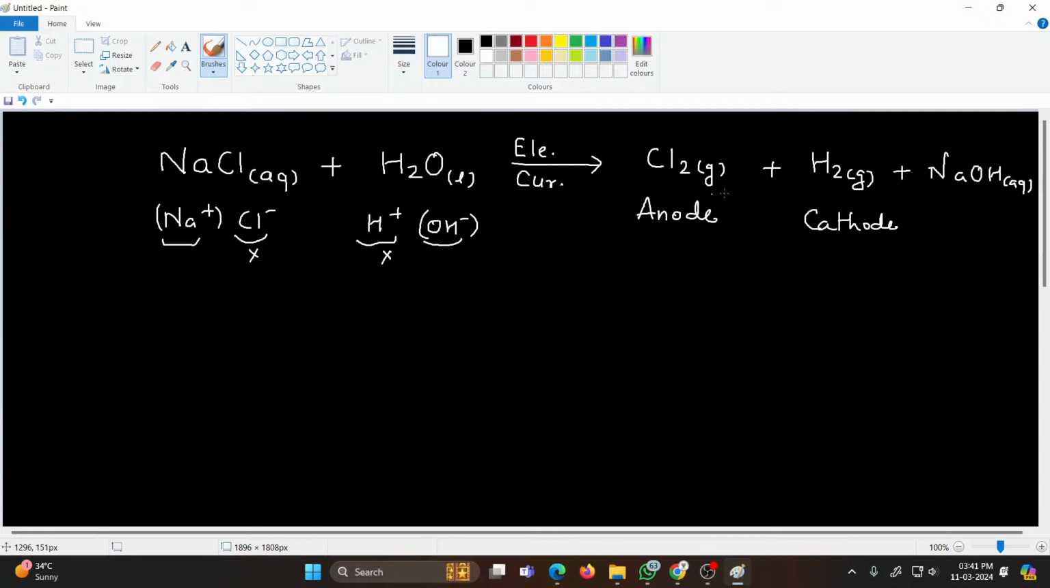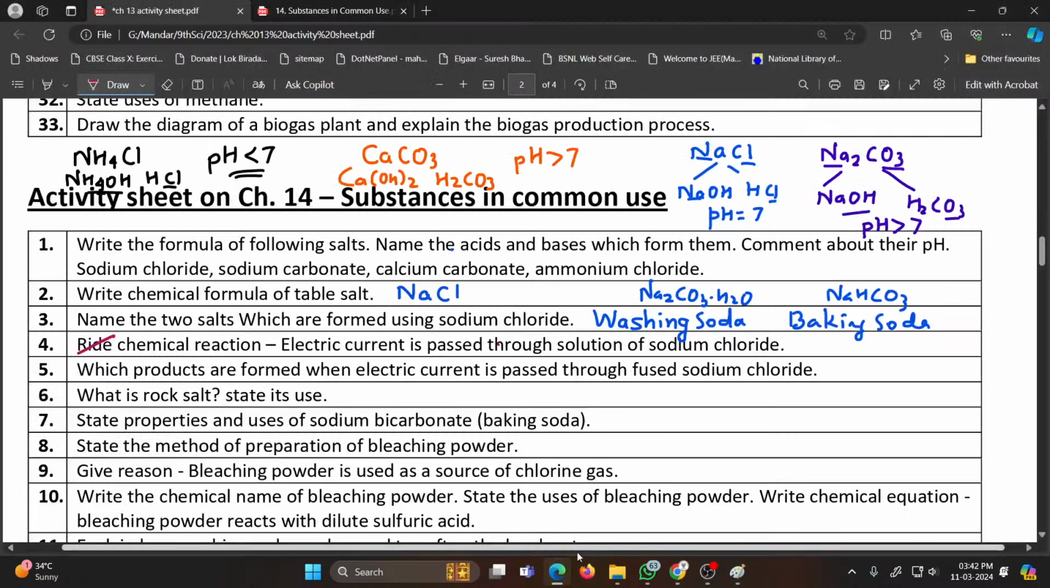Then we have to balance it. There are 2 hydrogen, 2 chlorine are there, so we have to write 2 here. So 2 NaOH we have to write, and then for that 2H2O should be written here. So this is how the reaction takes place.